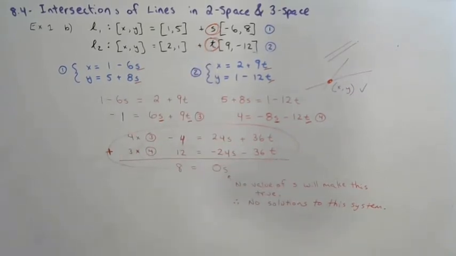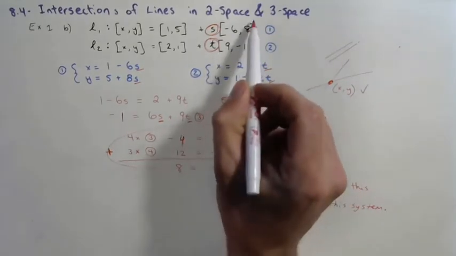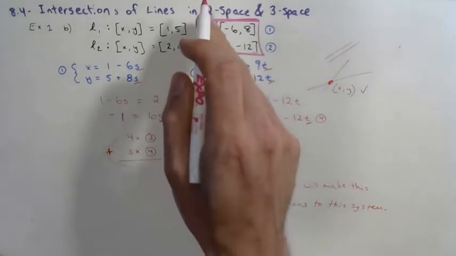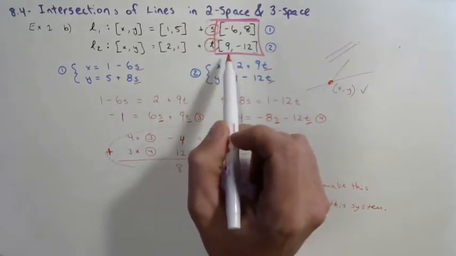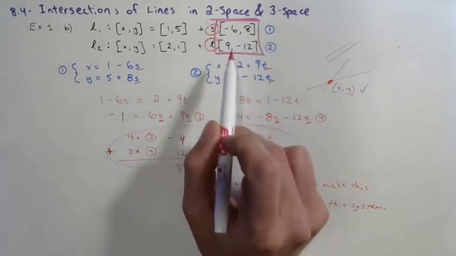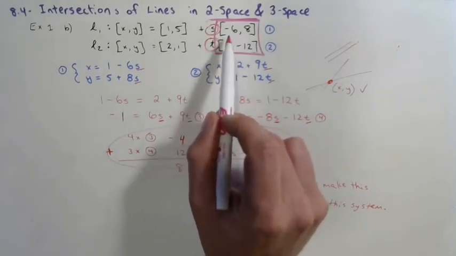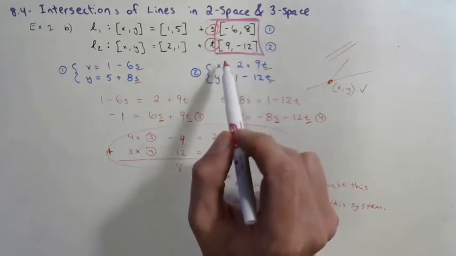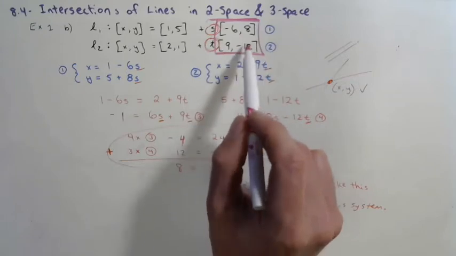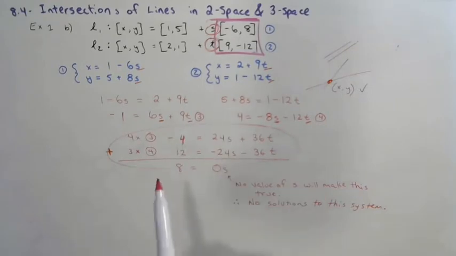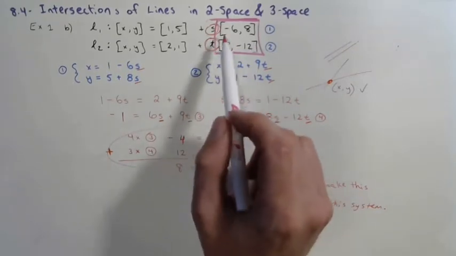Now let's backtrack, because we should have been able to come to that a lot more quickly. If we take a look at the direction vectors for each of our lines, you can see that the direction vectors are actually multiples of each other. You could multiply the direction vector in equation 1 by negative 3/2, and you would get the direction vector for equation 2. Since they are scalar multiples of one another, they're parallel.